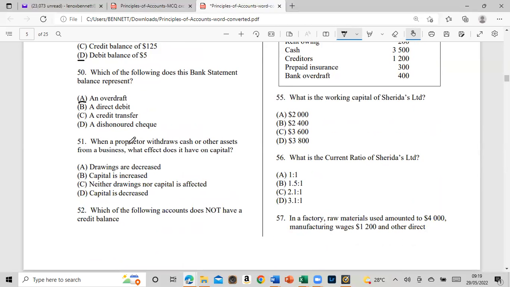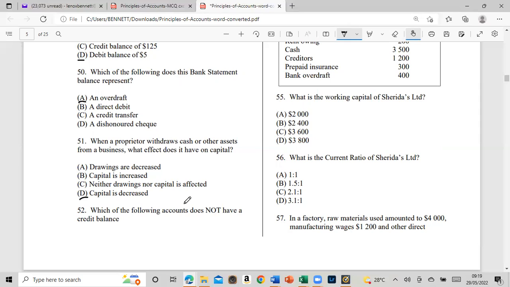All right, let's move on to 51. When a proprietor withdraws cash or other assets from a business, what effect does it have on the capital? Is it A, drawings are decreased, B, capital is increased, C, neither drawing nor capital is affected, or D, capital is decreased? And that would be D, capital is decreased. So 51 would be D.